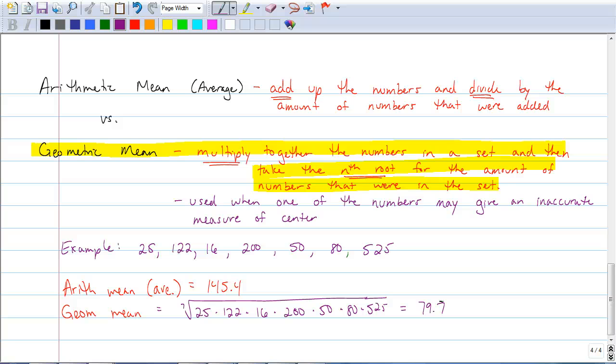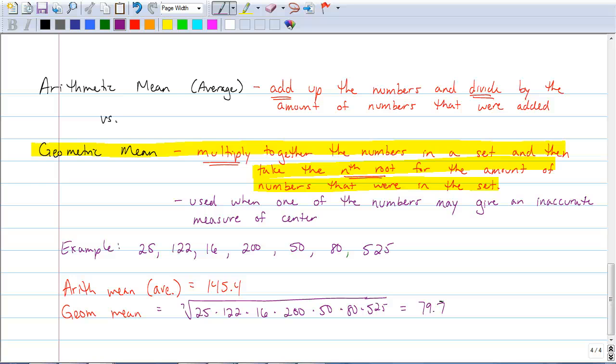And this is why a lot of times newspapers or politicians and other people can use data and manipulate it to persuade people for their opinion. Because you can see both of these are measures of center, both of these are averages, but the geometric mean is a more accurate average here.